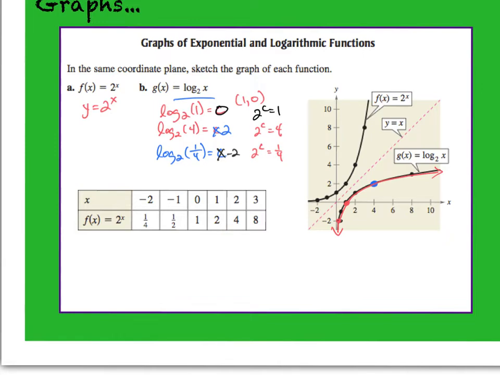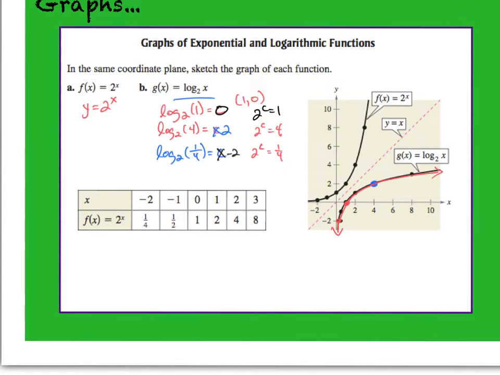So my exponentials are usually going to cross where? At (0, 1). Now, where are my logarithmics going to cross normally? At (1, 0), because it's a switch in x and y.